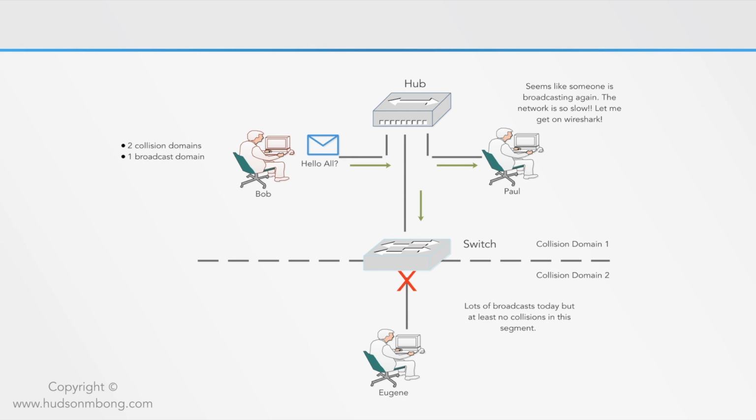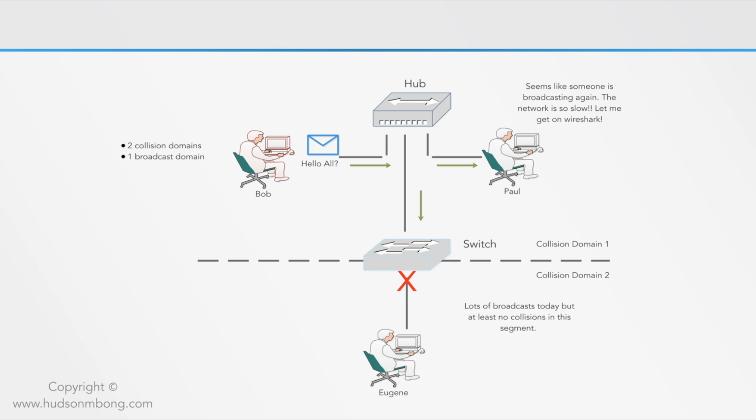A switch is a device capable of breaking up a collision domain, or better still, reducing the size of a collision domain. Each port on a switch is a separate collision domain. So if you have 24 ports on your switch, you can have up to 24 separate collision domains.